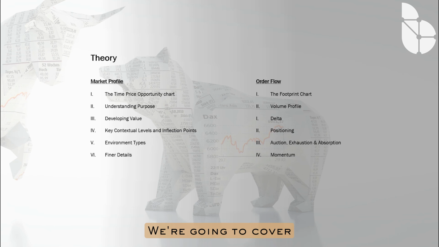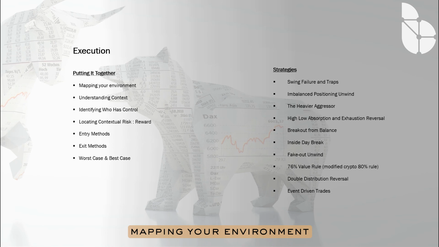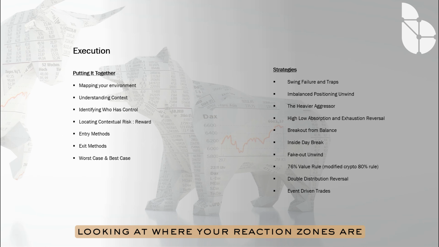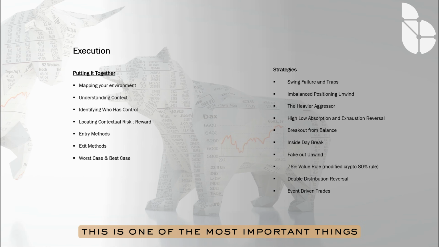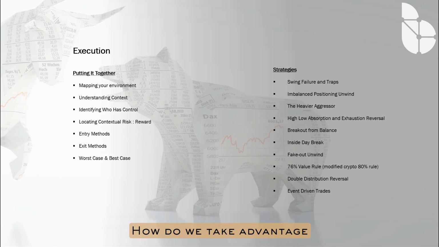As we break it down, we're going to cover mapping your environment. So this is sort of your higher time frame reconnaissance, looking at the environment, looking at where your reaction zones are, understanding context. So this is one of the most important things with trading. This concept is thrown around quite frequently and not everyone understands the concept of context. We want to figure out how to identify who is in control. So again, this is one of the most important things. Who is in control? Sellers in control, buyers in control. How do we take advantage of recognizing that early?